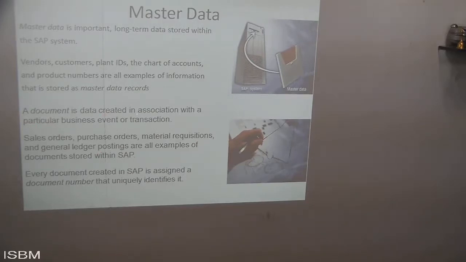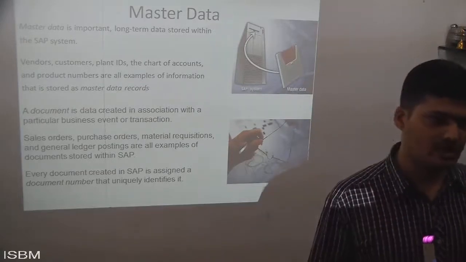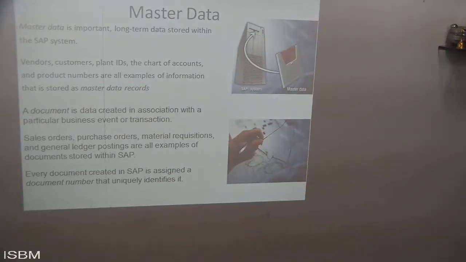A document is data created in association with a particular business event, which is a transaction. You're doing the transaction over here. Sales order, purchase order, material requisitions, general ledger posting are all examples of documents stored in SAP. Every document created in SAP is assigned a document number that uniquely identifies it. Each and every document, whatever you are doing, is easily identifiable. Master data has been there for each and everything. You will get the master data for FI, for PP, for MM. So for each and every department, or I can say each and every module, you will get the master data.